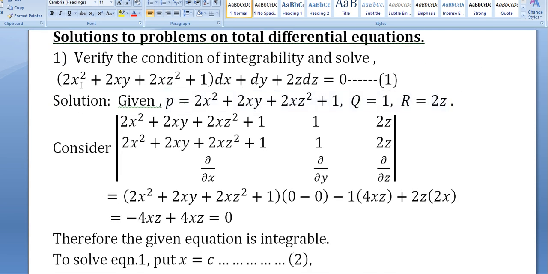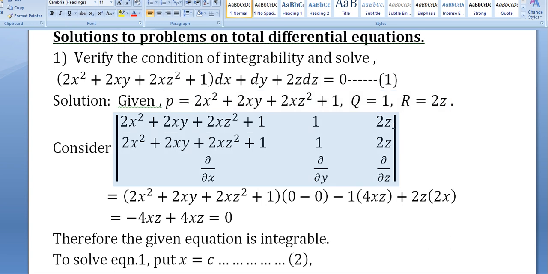So here they have given (2x² + 2xy + 2xz² + 1) dx + dy + 2z dz = 0. Here p is nothing but the coefficient of dx. So p is 2x² + 2xy + 2xz² + 1. q is the coefficient of dy, which is equal to 1. And r is the coefficient of dz, which is equal to 2z.